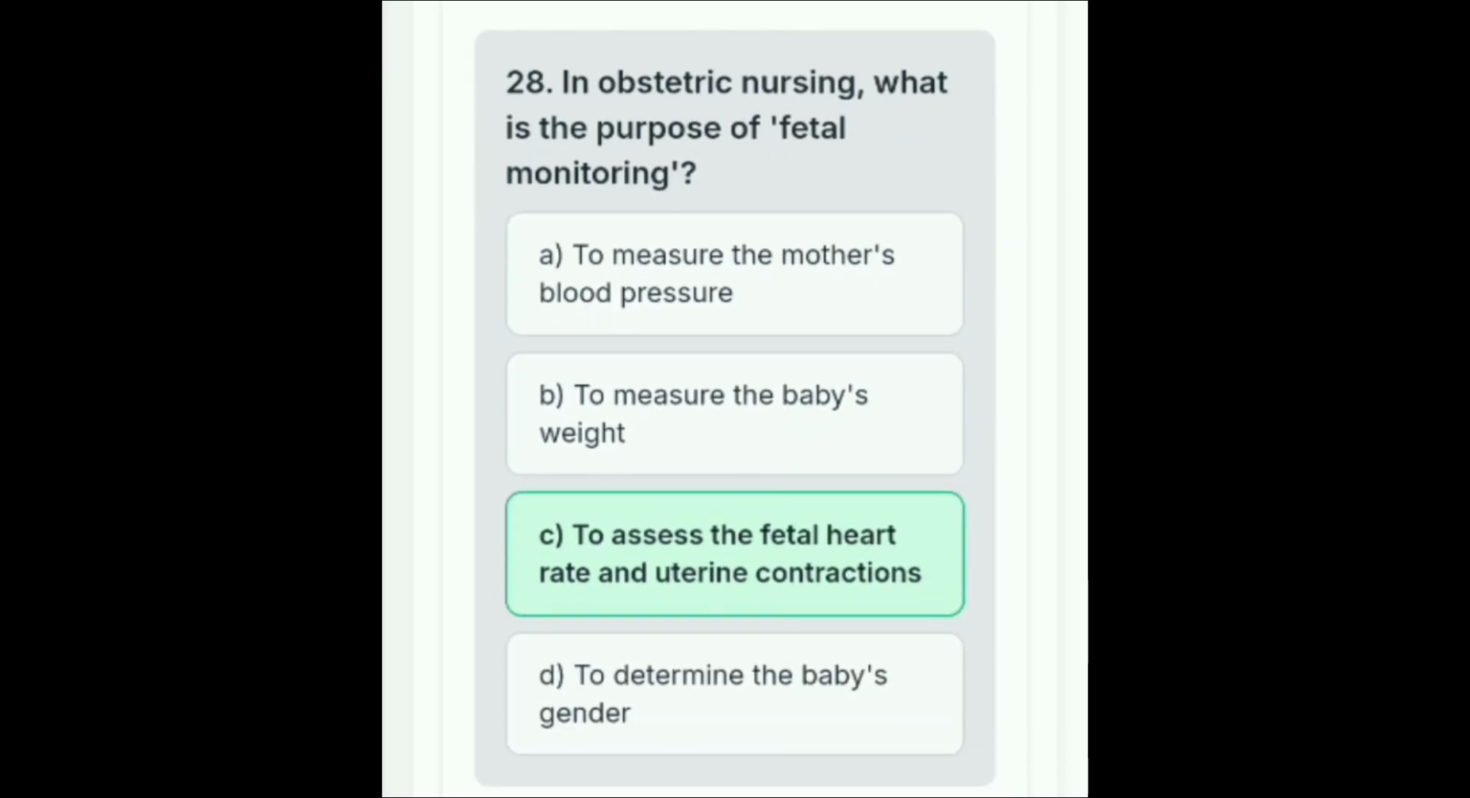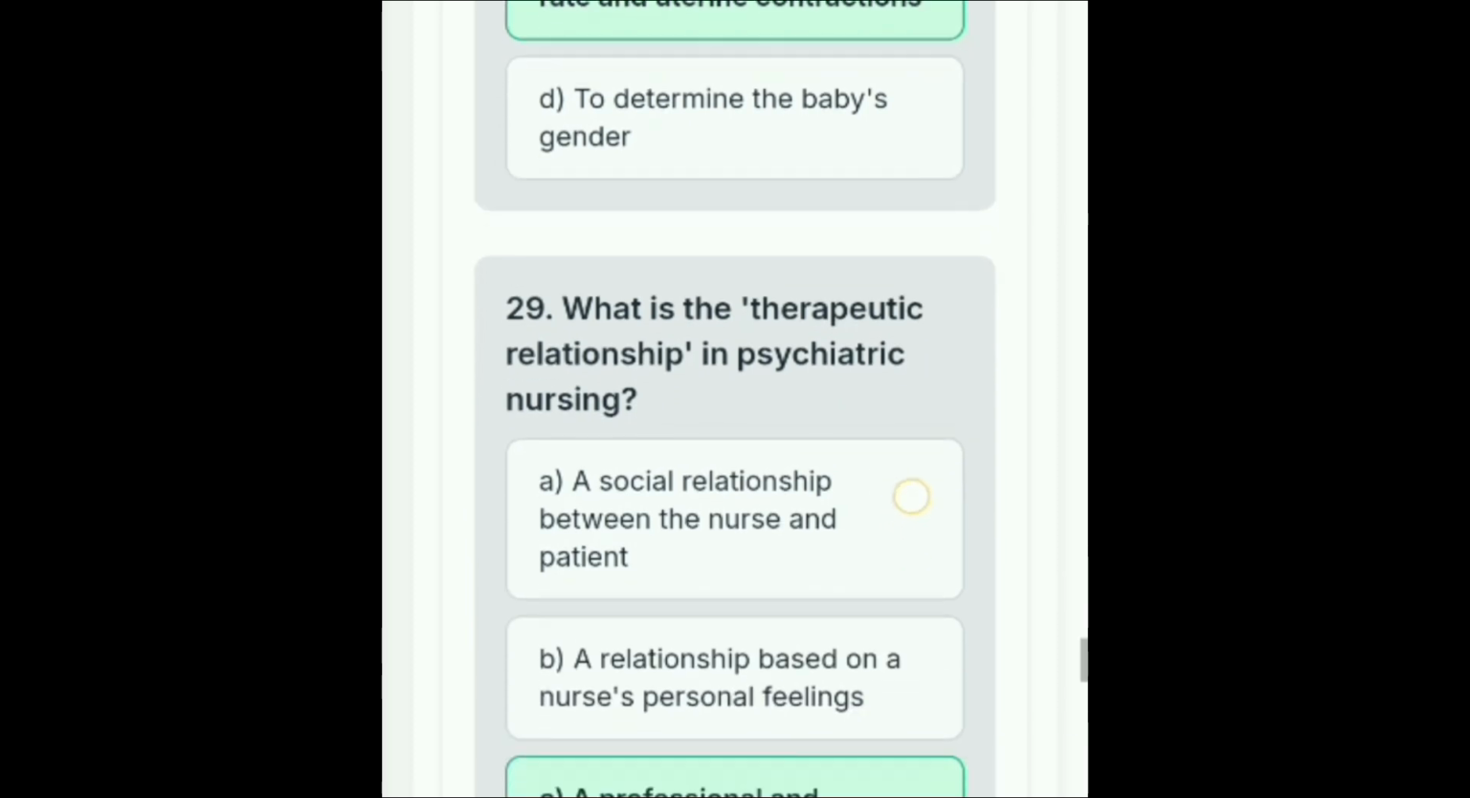In obstetric nursing, what is the purpose of fetal monitoring? To measure the mother's blood pressure, to measure the baby's weight, to assess the fetal heart rate and uterine contraction, to determine the baby's gender. So the C is correct.